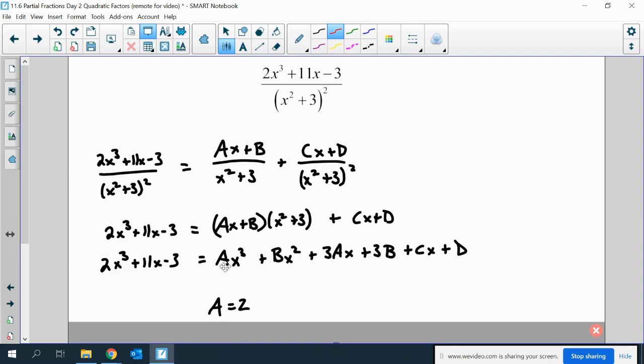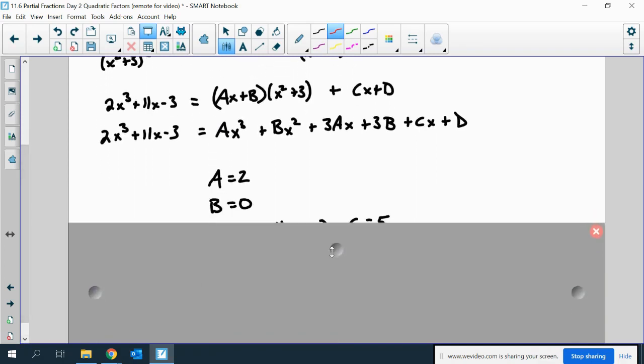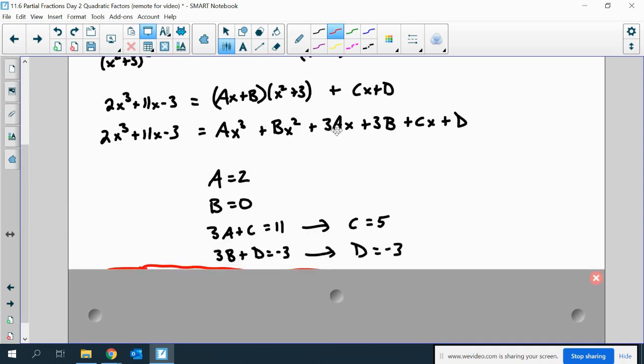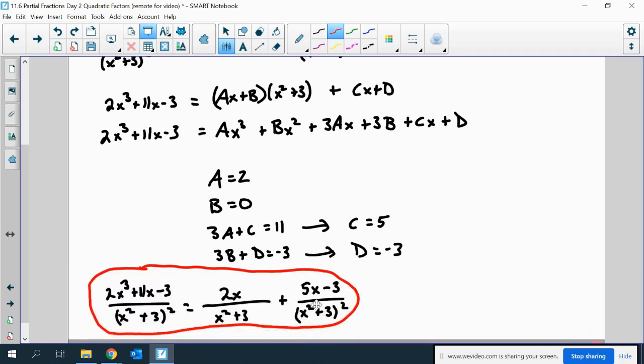And then I would notice that the only x cubed term is a, so that has to equal 2. Then the only x squared term is b, so that has to equal 0. And then I have 3a and c both have x coefficients, or are the coefficients of x. That has to add up to 11. And 3b plus d has to add up to -3. And so then you just substitute 2 in for a and 0 in for b, since we already know those, and get c equals 5 and d equals -3. And so that is our final answer. 2x over x squared plus 3 plus 5x minus 3 over x squared plus 3, the quantity squared.